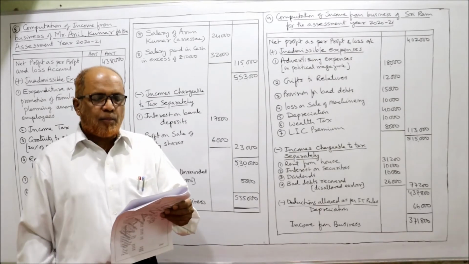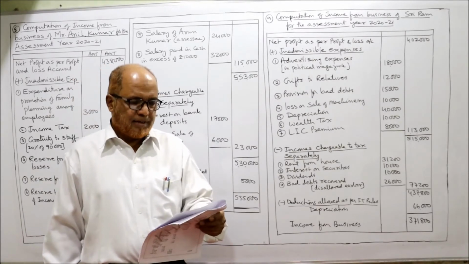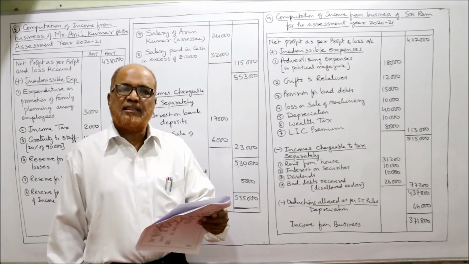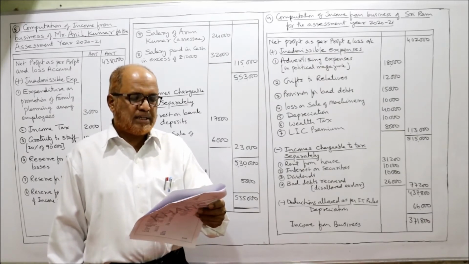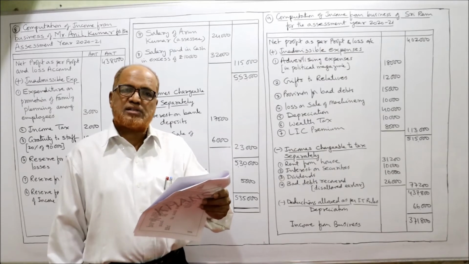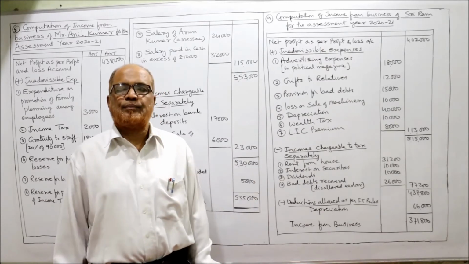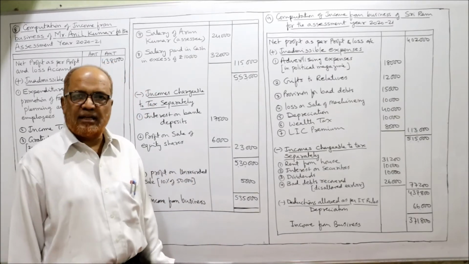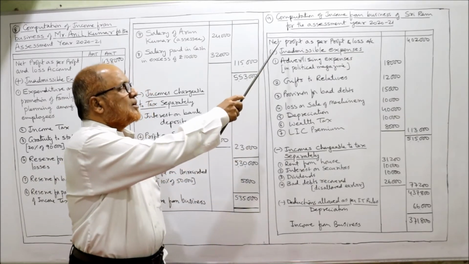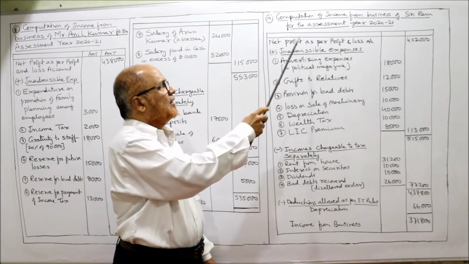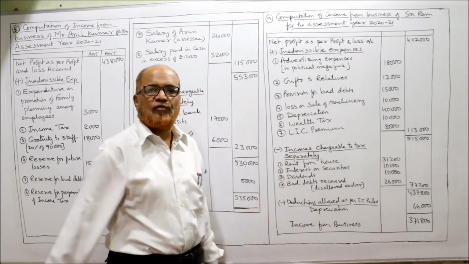Sri Ram is the proprietor of a business. His profit and loss account for the year ending 31st March 2020 is as follows. The profit and loss account is given. Last line, net profit 4,02,000. So we begin our calculations by taking this net profit. Computation of income from business of Sri Ram for the assessment year. Net profit as per profit and loss account 4,02,000.